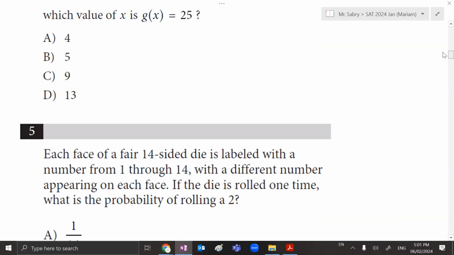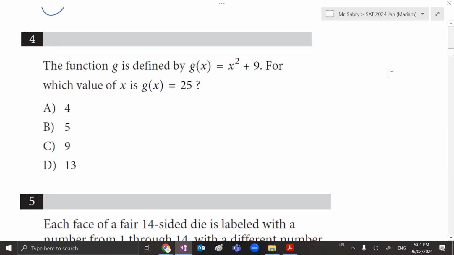Let's check number 4. The function g is defined by this, for which value of x is g of x equal to 25. What do you understand? Okay, so it's saying that function g, g of x equals x squared plus 9. So I think we're supposed to switch the x by 25. Is it because x is equal to 25?